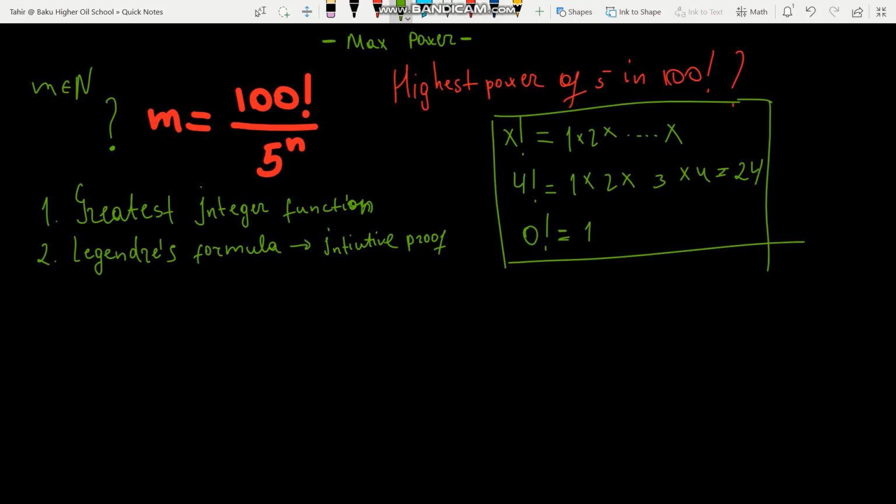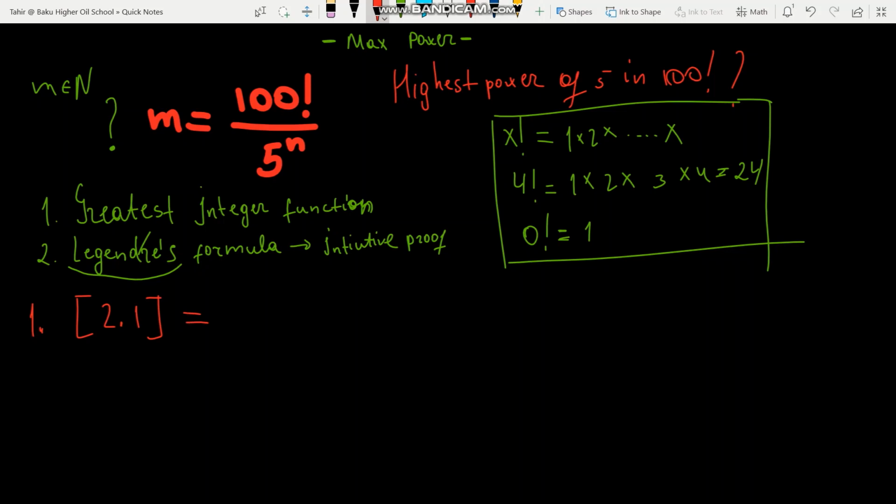First of all, we should understand the greatest integer function in order to prove Legendre's formula. I don't know whether I pronounced it correctly or not. To prove this formula, we'll need the greatest integer function. Let's start with it and try to understand it. The greatest integer function, when we take a number, for example 2.1, gives us the greatest integer which is less than our number.